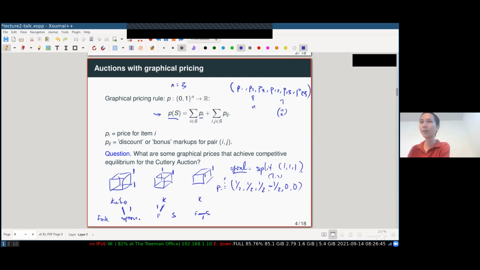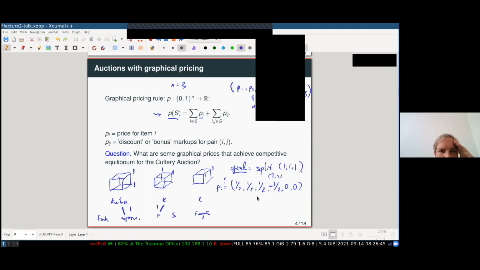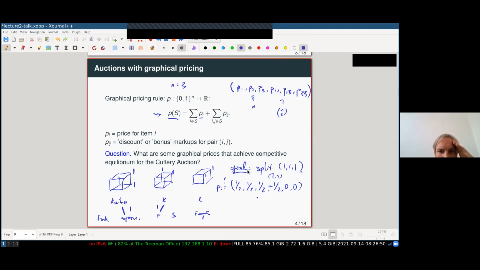Could you say how you split this 1, 1, 1? Yeah, I think giving it to the one who wants the first two. Right. So you assign 1, 1, 1 to this guy. Okay, so let's check that this works. 1, and then minus a half. So that tells me, because I get all 1, 1, 1.